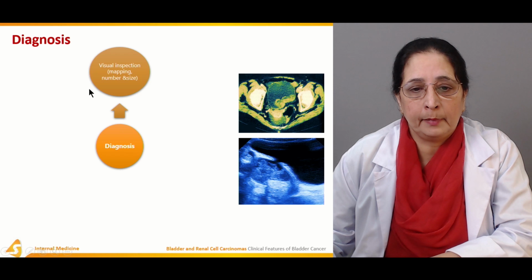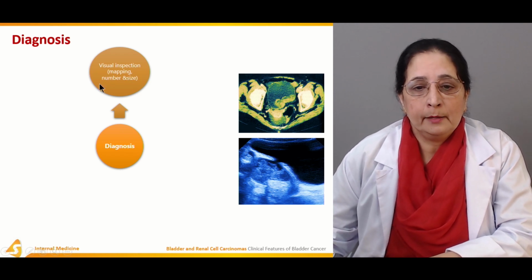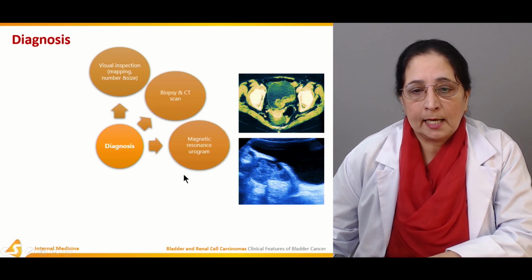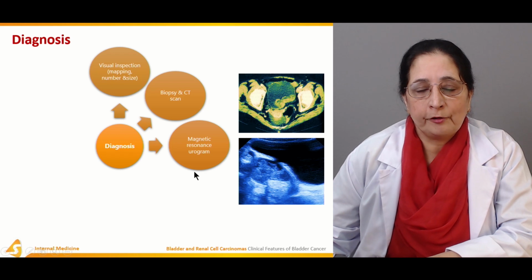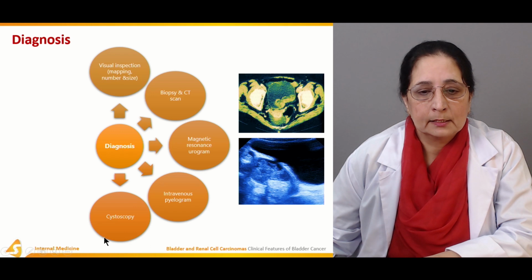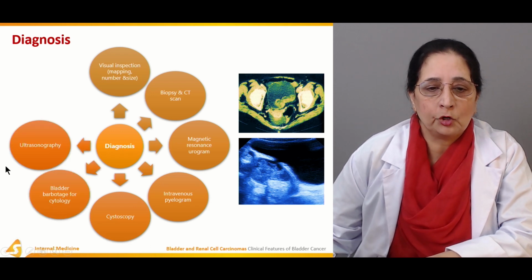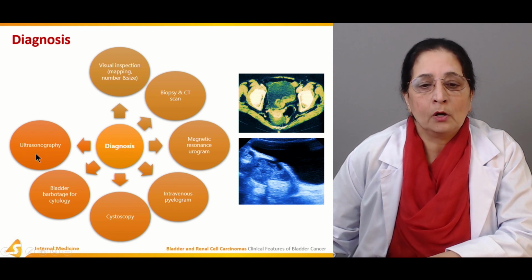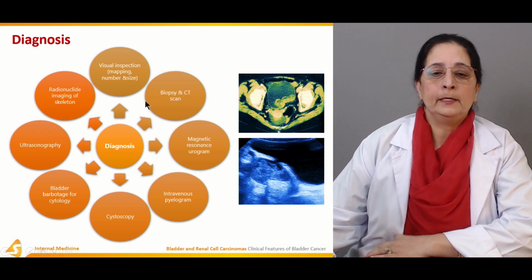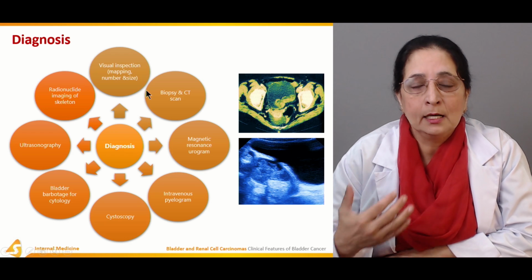Diagnosis is by visual inspection, mapping number and size, biopsy and CT scan, magnetic resonance, urogram, IVP, cystoscopy, bladder barbotage for cytology, ultrasonography, and radionuclide imaging of the skeleton. So all these are different diagnostic tests.